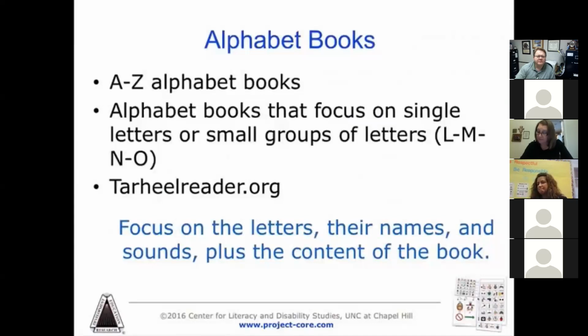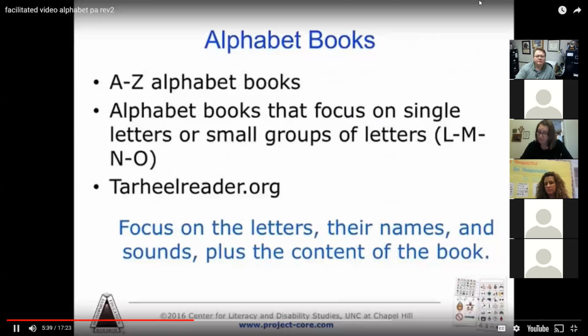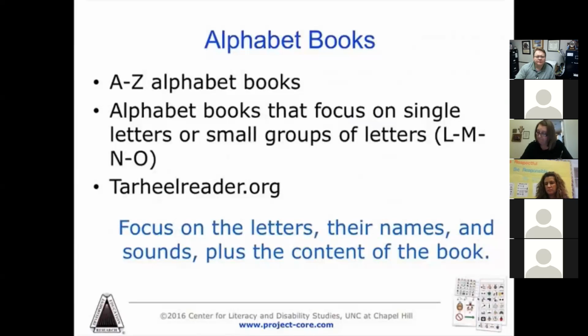In fact, a quick search on Amazon results in A to Z alphabet books that focus on construction, dinosaurs, airplanes, boats, artists, the ocean, and numerous other topics. In addition, there are books about individual letters or groups of letters. You can also find hundreds of alphabet books at Tar Heel Reader. Whatever the source of your books, be sure to focus on the letters, their names and their sounds, in addition to the content of the book as you are reading.